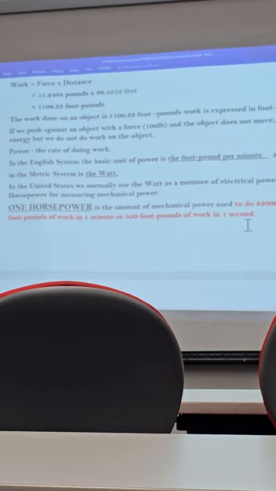You use the mathematics and you get the 550. Another unit of power is the watt. Watt and horsepower are equivalent. The difference is that horsepower is used for mechanical applications and the watt is used for electrical applications, but they are equivalent as well.